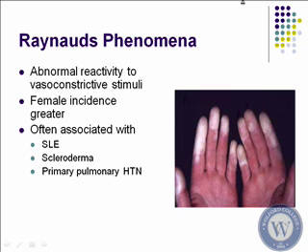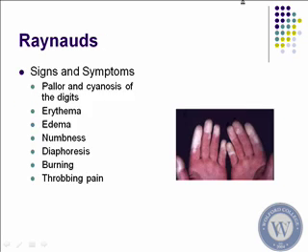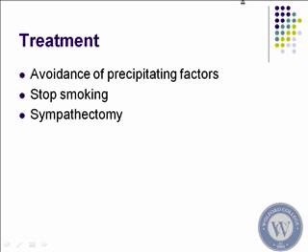Anybody who's got Raynaud's disease, make sure you're not in right heart failure before you take these patients back to the OR. You see pallor, cyanosis, erythema, edema, numbness, diaphoresis, burning, and throbbing pain, which are usually late signs from the revascularization that takes place. Treatment is avoidance of precipitating factors, which is usually temperature related, but also related to smoking. So smoking cessation is critical to stop this disease from getting worse.